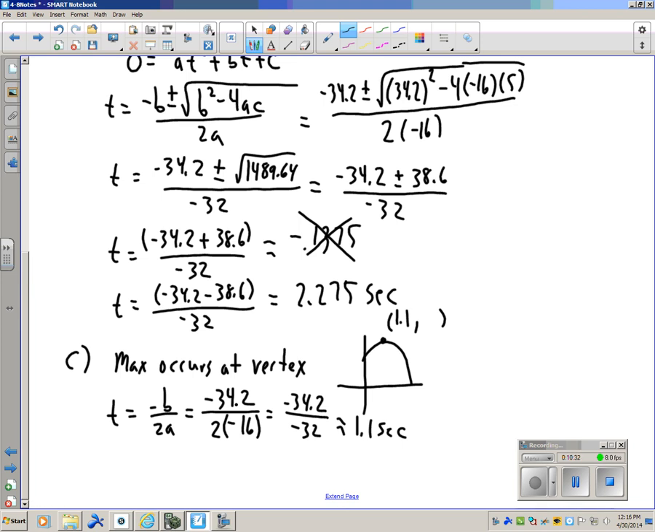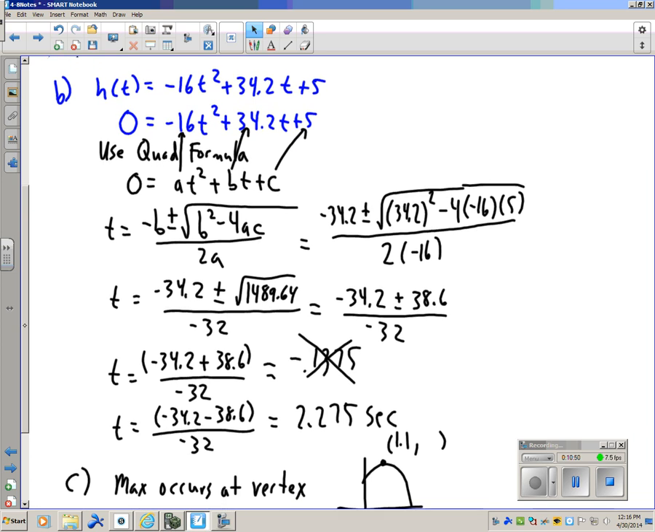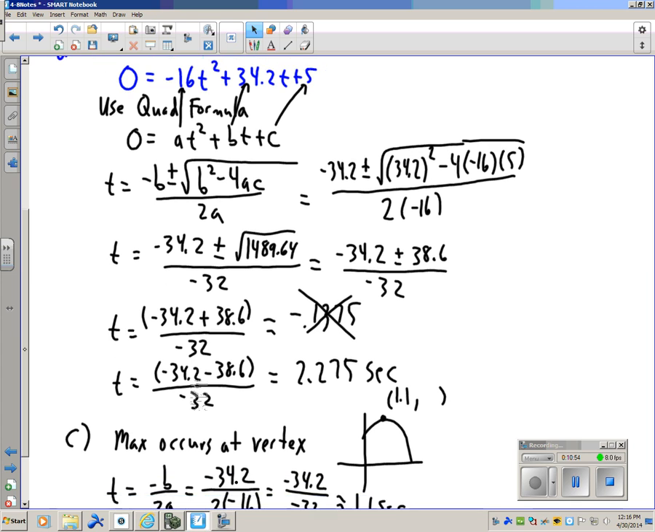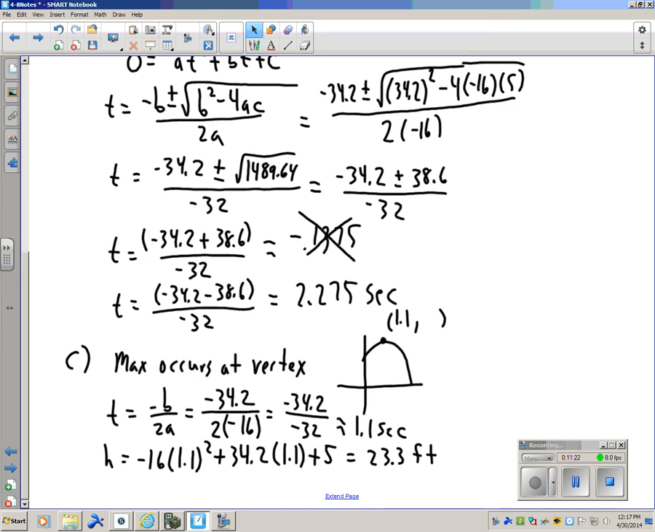So now we got to plug in, because remember, our maximum really occurs at the y value of the vertex. So let's find it. Our height is negative 16 times 1.1 squared, and I'm getting this formula from part B, negative 16t squared plus 34.2t plus 5. I'm putting my 1.1 in for my t values. So then the next part is 34.2, and then the t value is now 1.1, because I'm substituting in, since t equals 1.1, and then plus 5. Then you can directly plug all those into your calculator, and when you get your result to the nearest tenth, you get 23.3, and we're labeling this feet because that's what the problem says, in feet and seconds. So feet and seconds.